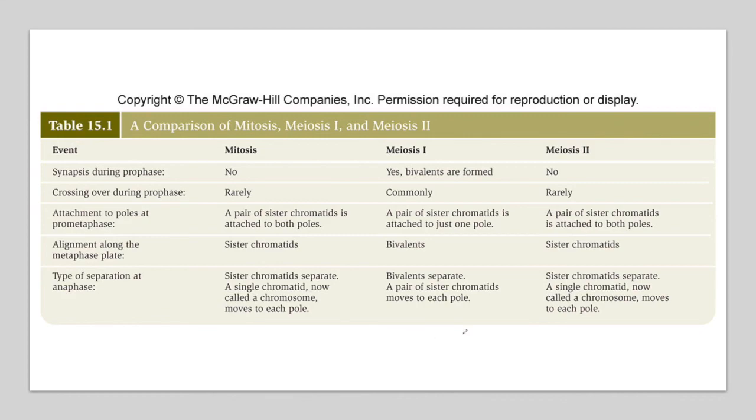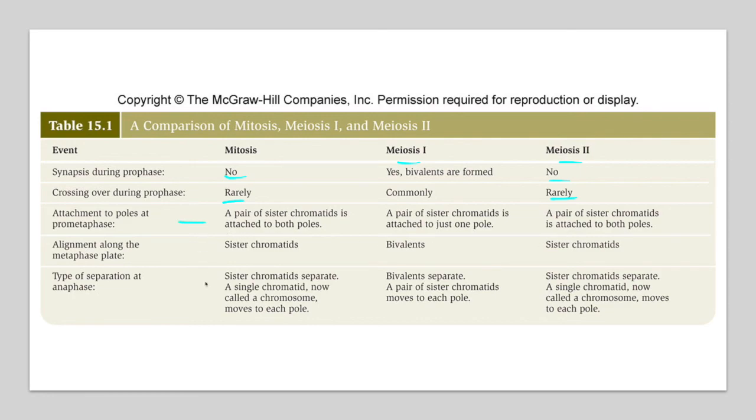So this table is from your book. It is a really great way to compare mitosis, meiosis, the stages of meiosis 1 and meiosis 2. Meiosis 2, you can see no synapse. Very rarely is there any kind of crossing over during prophase. We don't want to say no. It's believed to occur once in a while, but it's extremely rare.